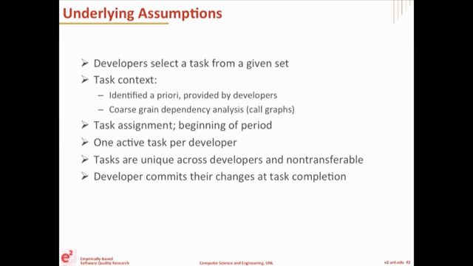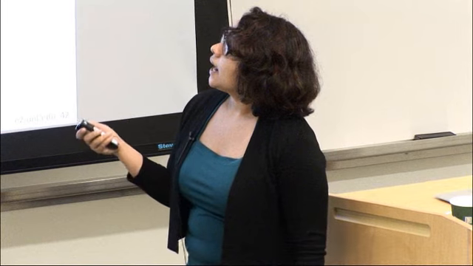So there are some underlying assumptions here. We are assuming developers select a task from a given set. So there is a set that is awaiting them at the beginning of the day or a week or a month. There is a task context: we know for this task, these kinds of resources are going to be changed. We know that ahead of time. We're doing very coarse-grained analysis right now. Task assignments are done at the beginning of the period. So for the weekly time, I know these are my tasks for this week or a particular sprint.